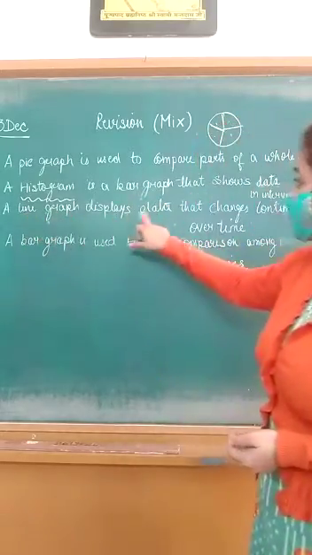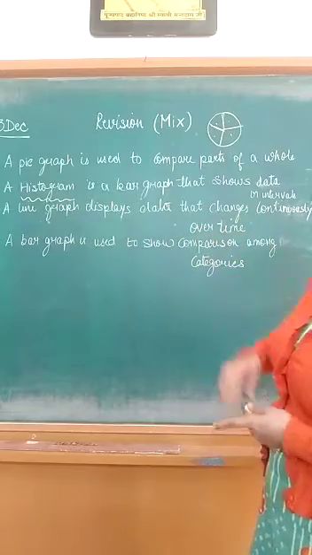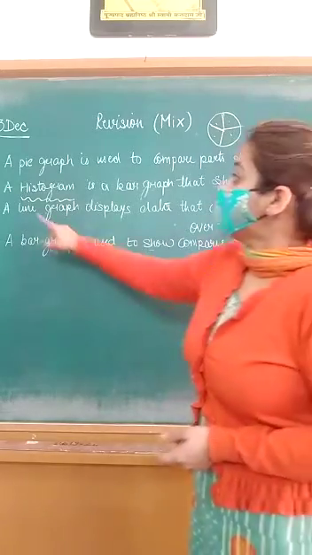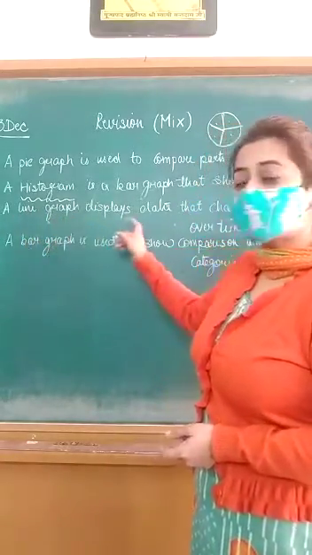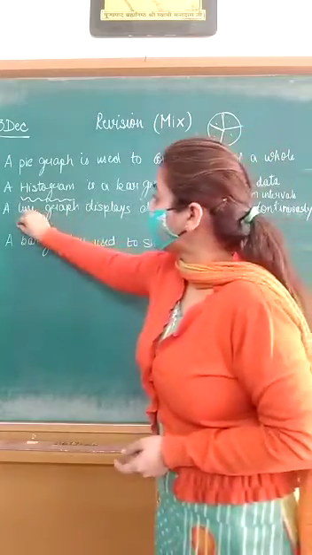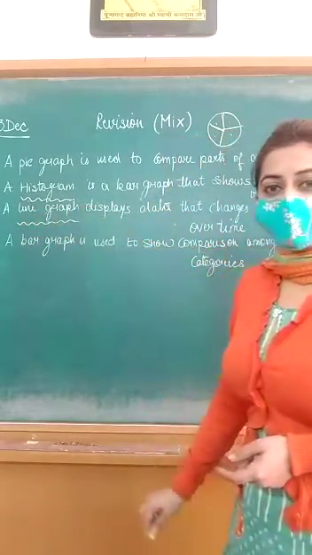A line graph displays the data that changes continuously over a period of time. A line graph changes over different periods of time. A line graph is also known as a linear graph.